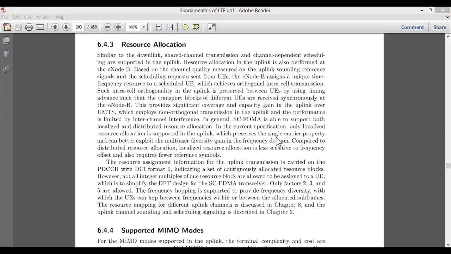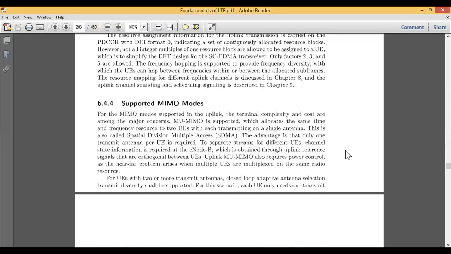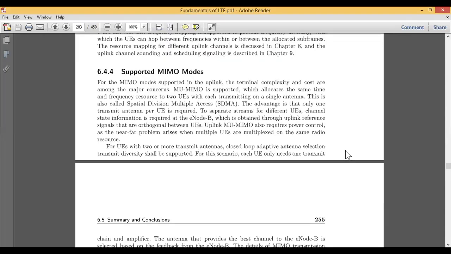Okay, and again they make use of single carrier property and can better exploit multi-user diversity gain in the frequency domain. Always there should be some mechanism behind the resource allocations. If you get to know how this can be done, then it becomes very useful in allocating the number of resources for the uplink, or in terms of downlink also.